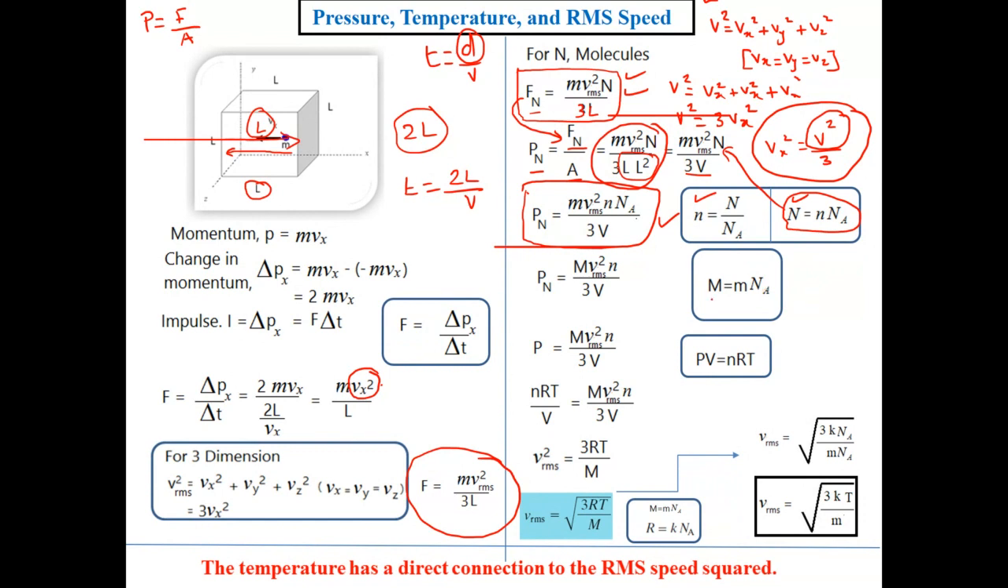And here we know the rule: capital M is equal to m multiplied by NA. You can just see this, we have m multiplied by NA. So this is equal to capital M. So I can write the equation like this. Am I right? Yes.